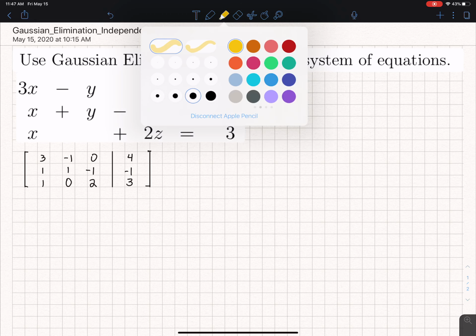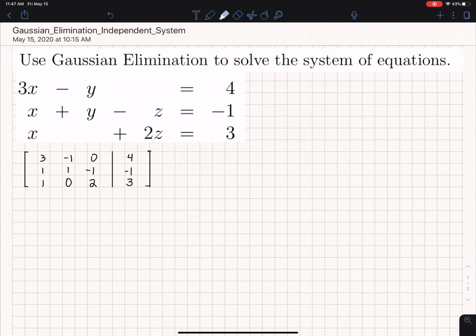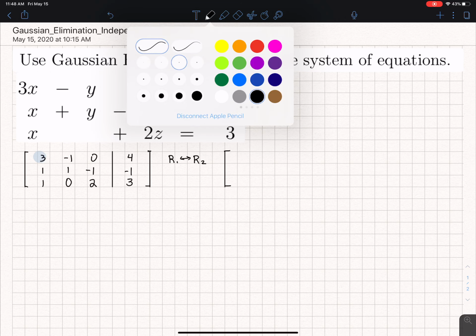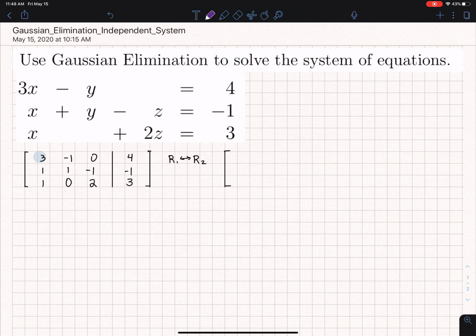What I want is, on the first row on the far left, I want that to be a 1. I could divide by 3 to get to that 1, but I don't really want to do that because I don't want to have fractions. So I'm going to swap rows 1 and 2. And I'll pick a different color just to highlight that a little bit. When I swap rows 1 and 2, this is what I get.